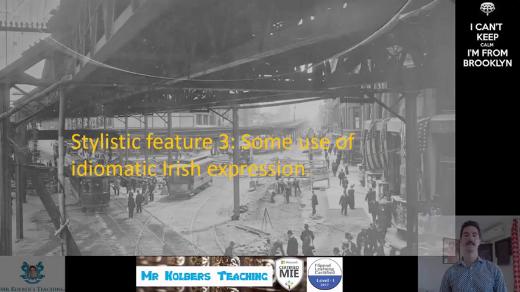Stylistic feature 3 is some use of idiomatic Irish expression. So every now and then, and it's not very often, there'll be some "to be sure" type writing. So we'll use apostrophes to show which sounds weren't pronounced and so on. And this is again mostly in Enniscorthy, but this is going to be a little bit tricky for you to find, so you might want to start in part 1 of the book. You're looking for someone who uses an Irish pattern of speaking.